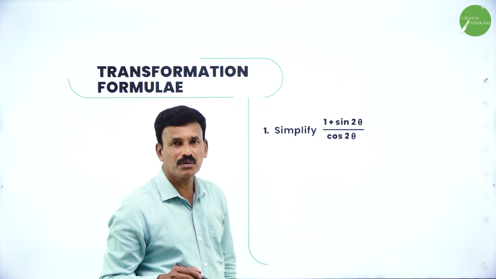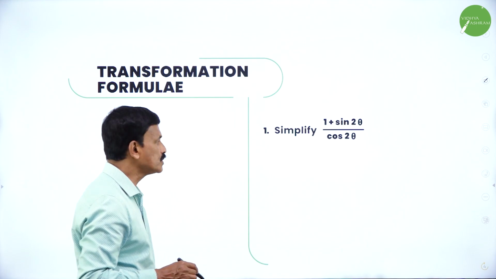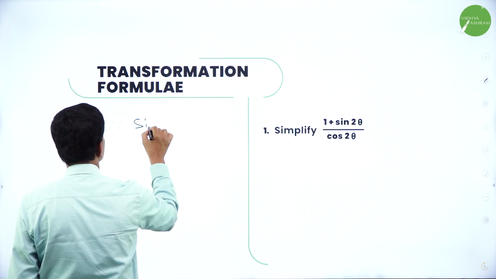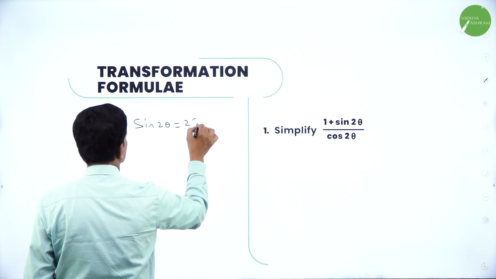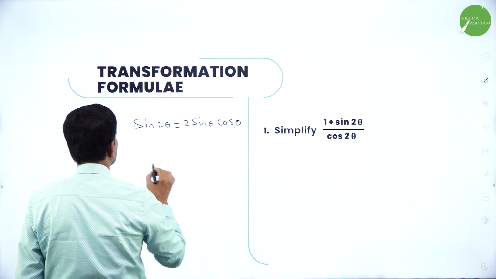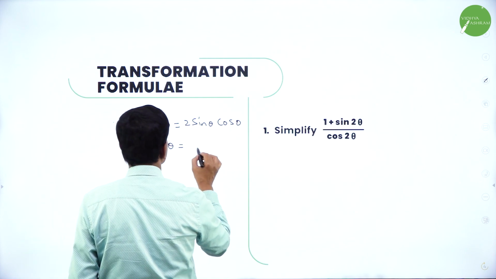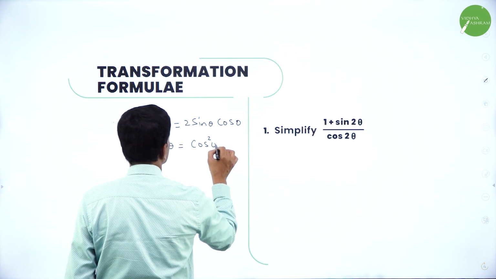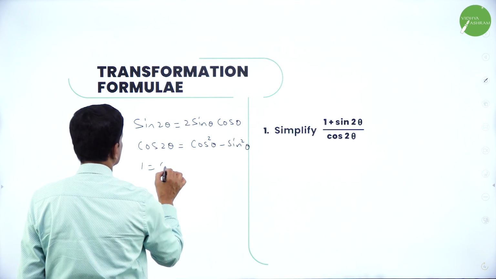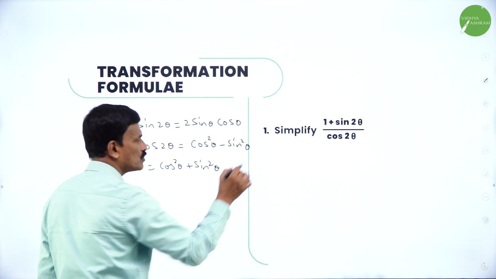Now let us take this problem. Simplify (1 plus sin 2 theta) divided by cos 2 theta. Now we know the formulas for sin 2 theta. What is sin 2 theta? Sin 2 theta can be written as 2 sin theta into cos theta, and cos 2 theta can also be written as cos square theta minus sin square theta. Again, 1 can also be written as cos square theta plus sin square theta. Substitute all these values here.